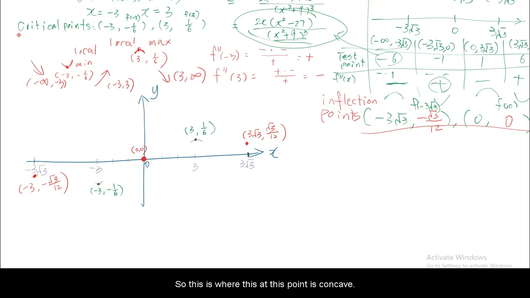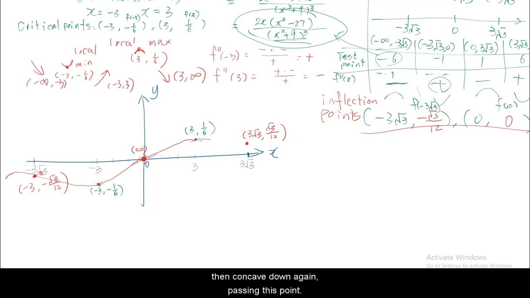So at this point it is concave. First it's concave down here, right? And then somehow it's concave up. Excuse me, this is the local minimum, so it's like this, and then concave up at this interval, and then it goes to the local maximum, then concave down again, passing this point, and it's concave down here.